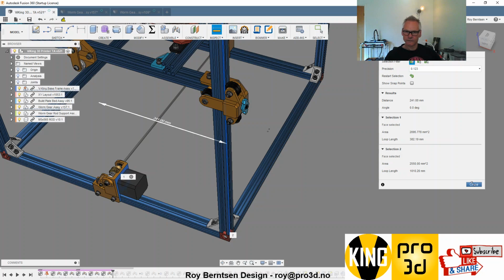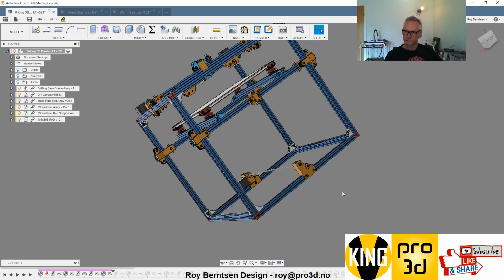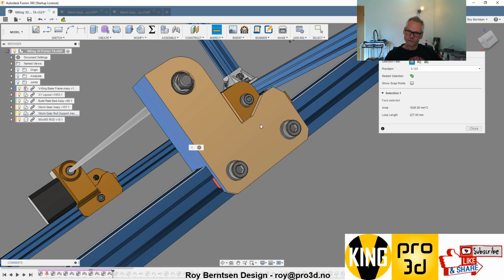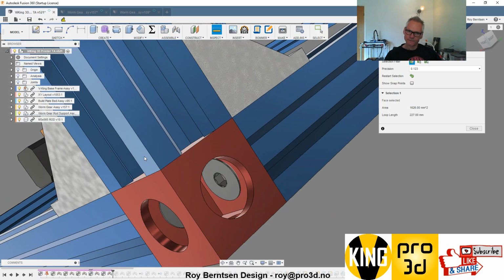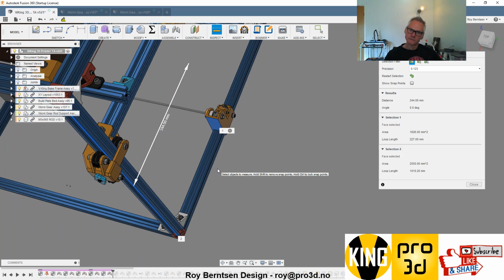So make a note. And the other side is not the same. So for the rod support, the backside of the rod support to the outer frame is 244. Okay, so make a note. Again, make a note. You cannot remember this stuff, so make a note. Okay, did you make a note? Make a note.